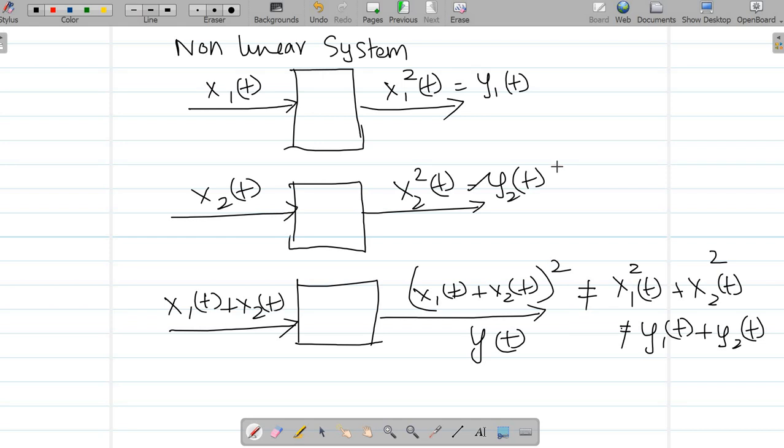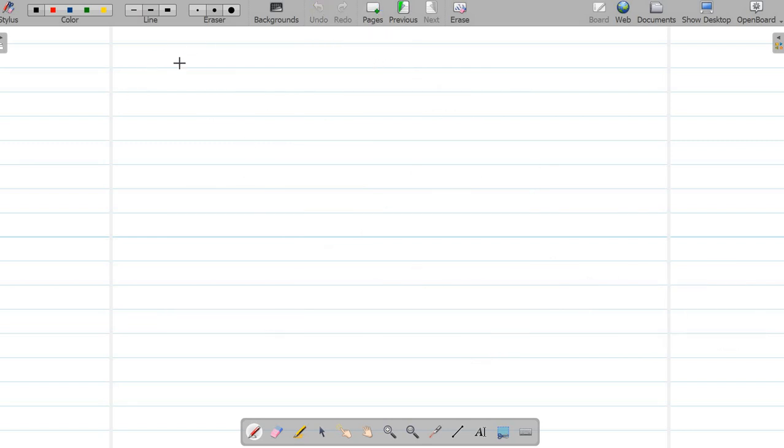So a linear system is one where if we add up the inputs and pass them through the transformation block, we get an output which is nothing but the sum of the outputs that we would have got if the inputs were separately passed to the transformation block. Otherwise, such a system is a non-linear system. Okay. So now let us see yet another classification which is known as the stable system and unstable system.